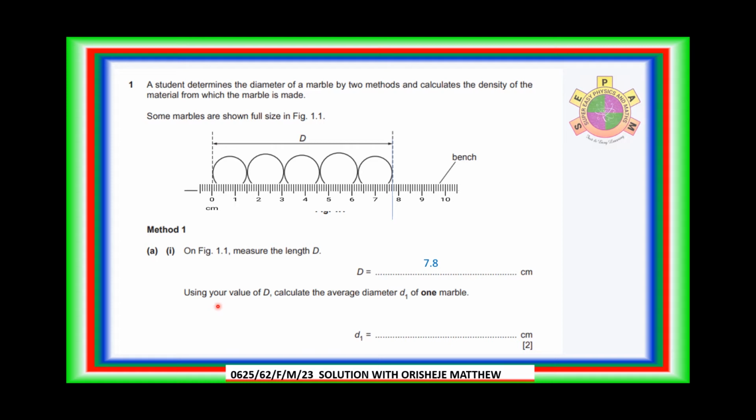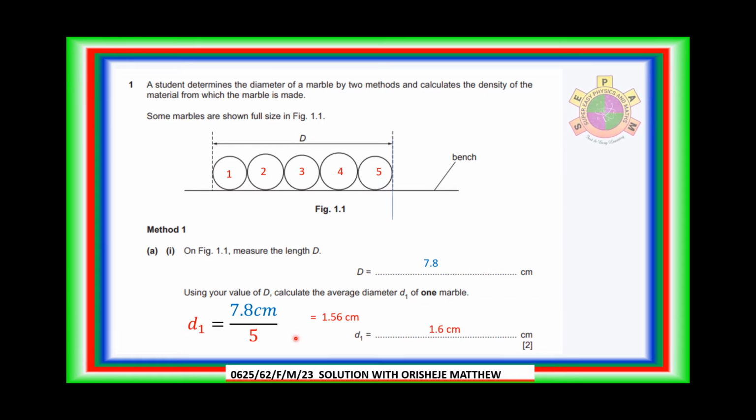Using the value of the total length for the 5 marbles, calculate the average diameter for one of the marbles. So since 5 marbles put together had a total length of 7.8 cm, what is the length of one marble? All you need to do is to divide the total length by the number of marbles measured together. So that gives the length of 1.56, which is approximately 1.6 cm.